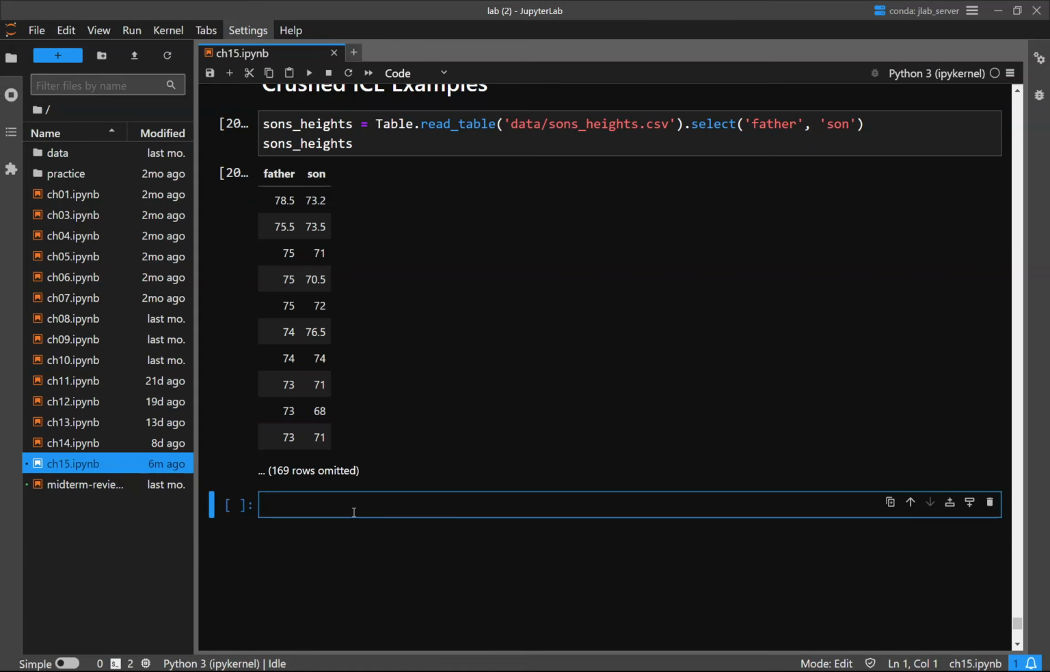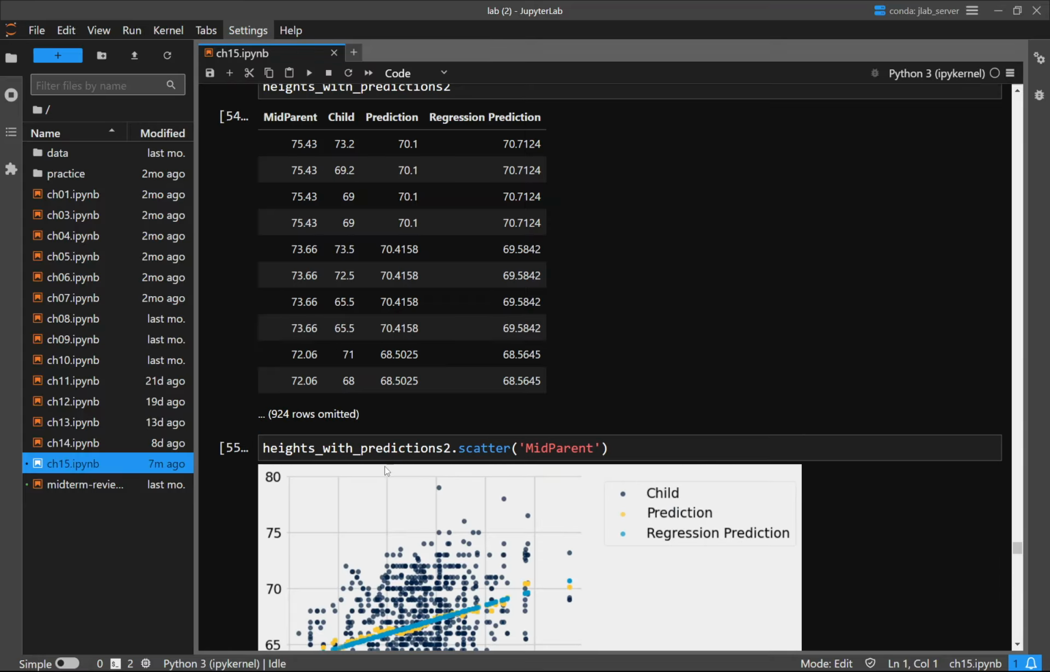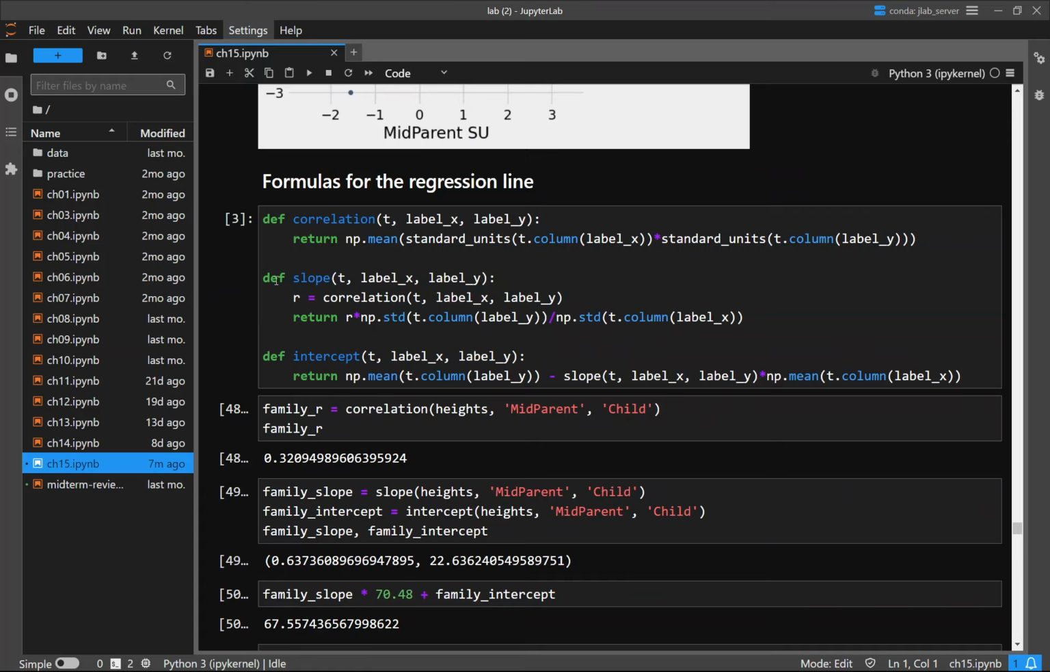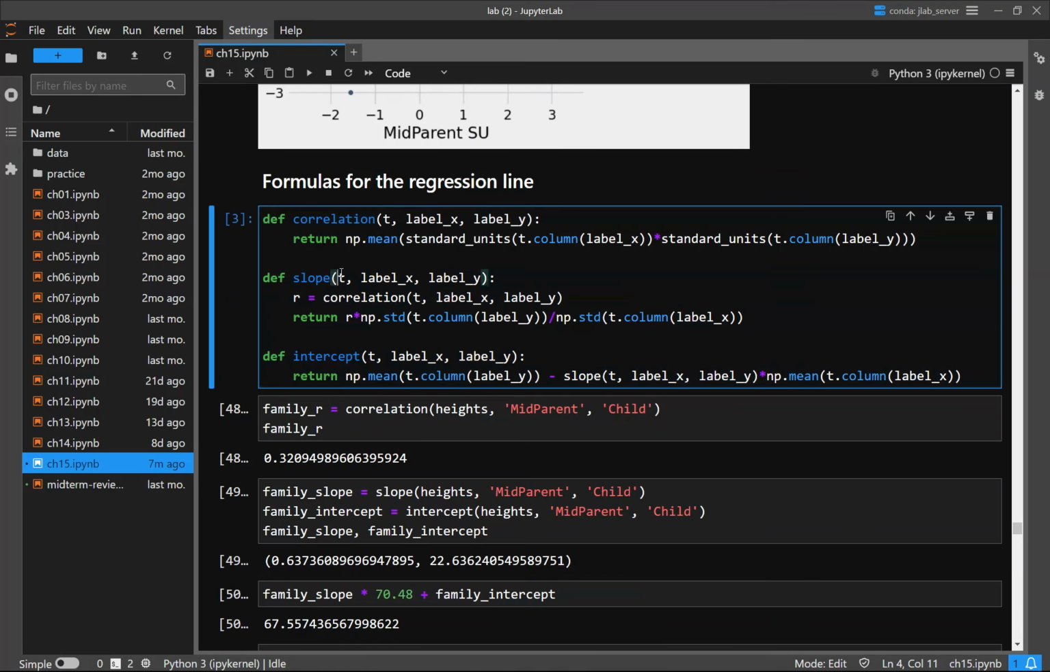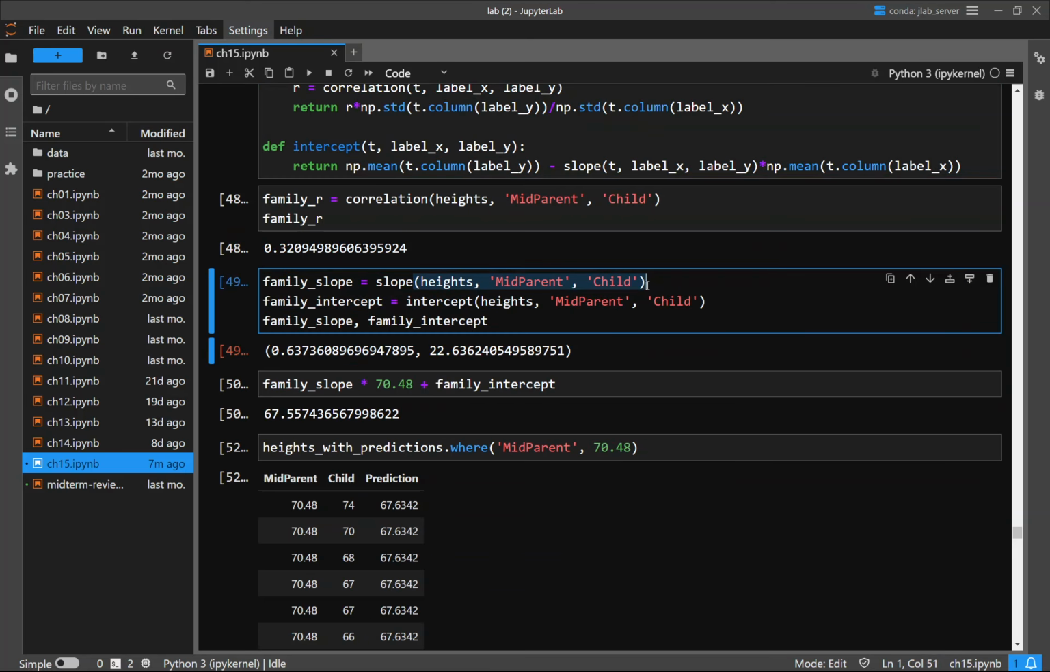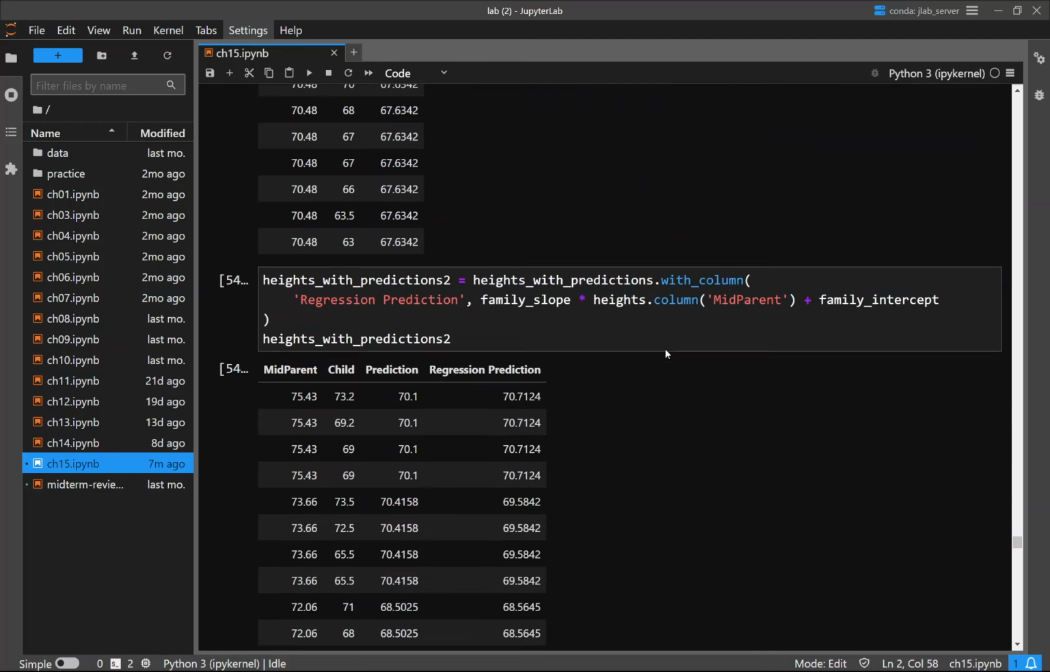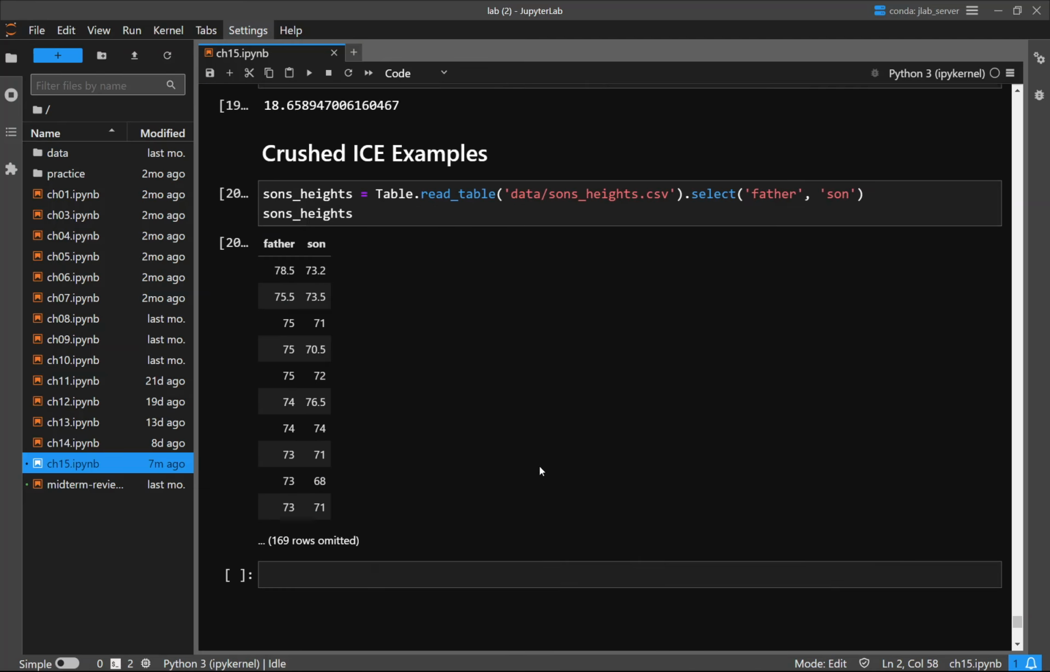If we want to calculate predictions, I don't even have to draw a graph yet. I can say, all right, I'm going to calculate the best fit line given linear regression, and that involves calculating the slope, right? I've got the slope function and the intercept function, that will tell me the line itself, given my table and the x and the y label values. So like heights mid-parent child, that will give me the slope and the intercept for the data set I care about.